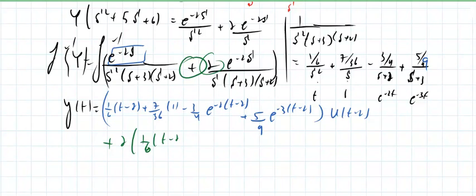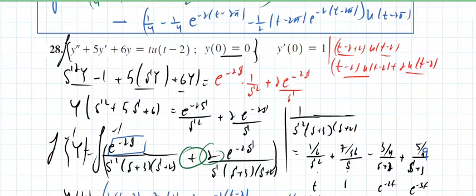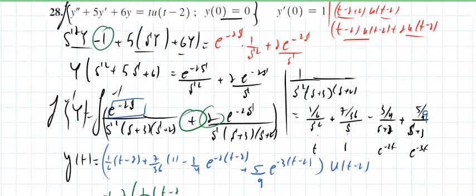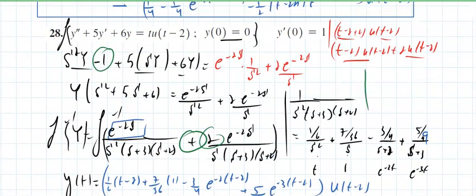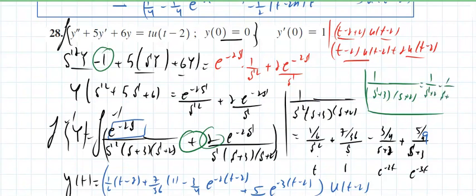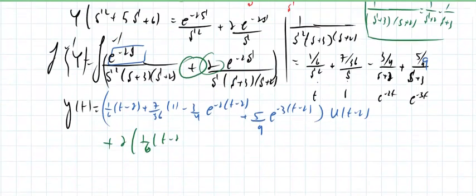Let me check. Oh, I forgot about the 1. So there's a plus 1. And when you divide by that, I have 1 over s plus 3 into s plus 2, and that turns out to be 1 over s plus 2 minus 1 over s plus 3. Yeah, I forgot about that one.